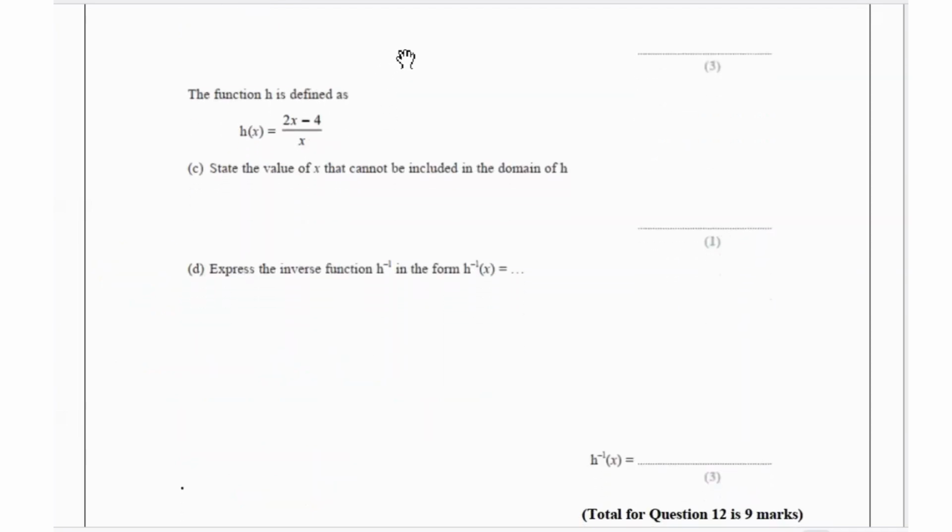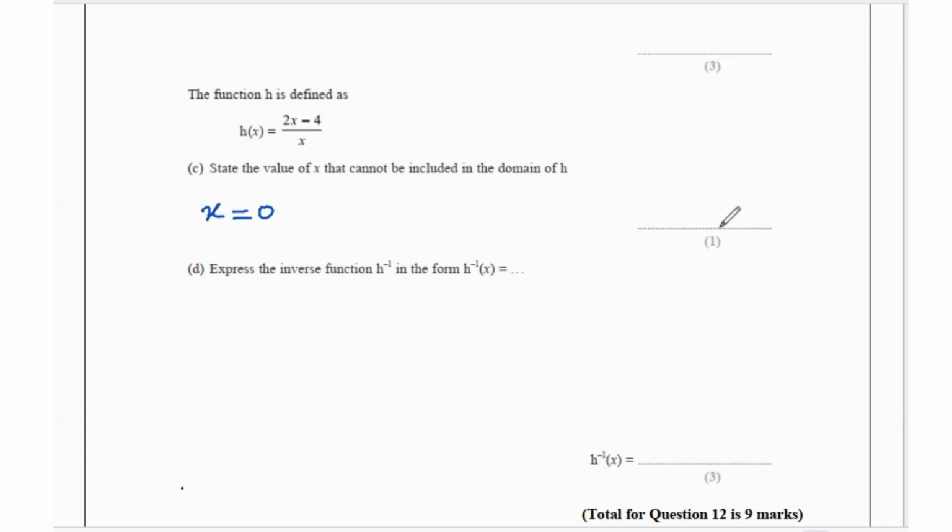Then we have a rational function which says that h of x is defined as 2x minus 4 over x. State the value of x that cannot be included in the domain of h. So remember, whenever you have a fraction for a function and the variable is in the denominator, and they're asking you what is the value of x at which the function cannot exist or cannot be determined, terms like these, what you will do is you will put your denominator equal to 0, which over here is x.